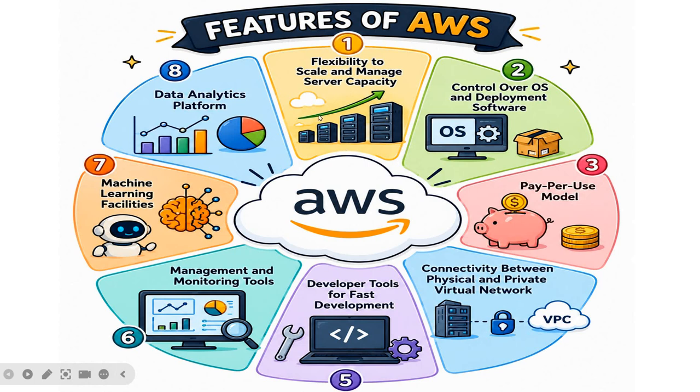In the previous videos, we have seen the 6 features of AWS. In this video, we'll see the last 2 features, that is the machine learning facilities and data analytics platform.